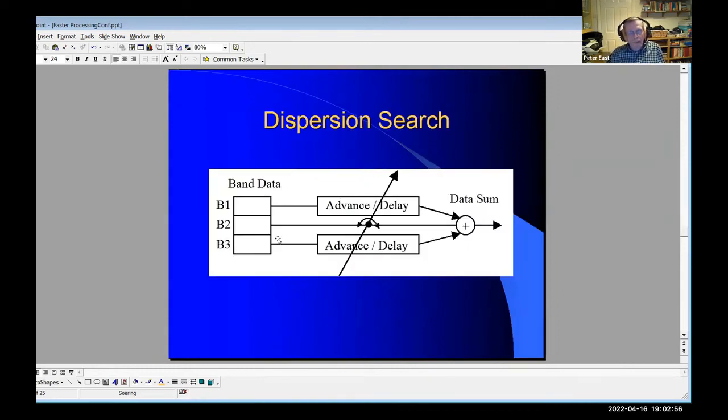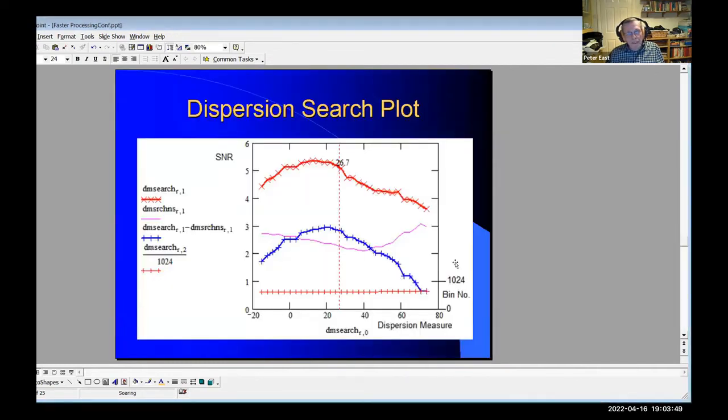For dispersion search, I've got these 16 bands here. I've shown just 3 bands, and I do it relative to the center band. Because it's all digital, I can advance or delay these and then add them up and look at the data sum. This is doing a dispersion measure search, because what I'm effectively doing is varying the rate of the dispersion across here, and I can vary it either positively or negatively. Ideally, when the low band delay is compensated for the interstellar delay, then you should get a maximum. And this is our dispersion search.